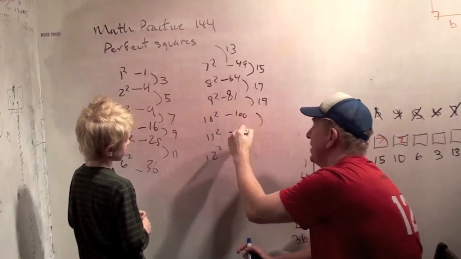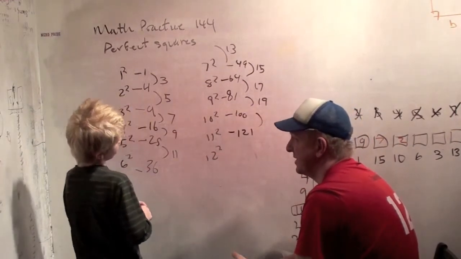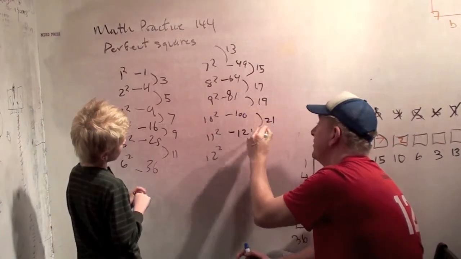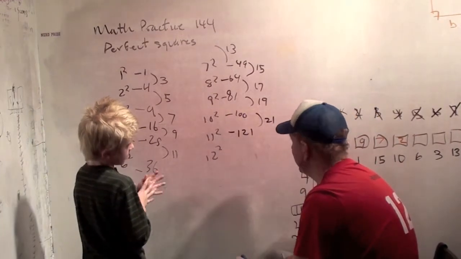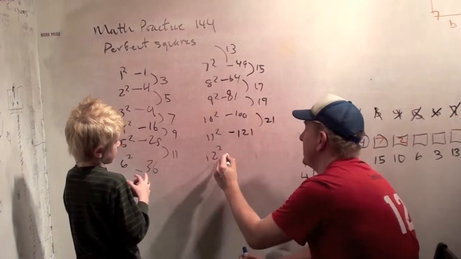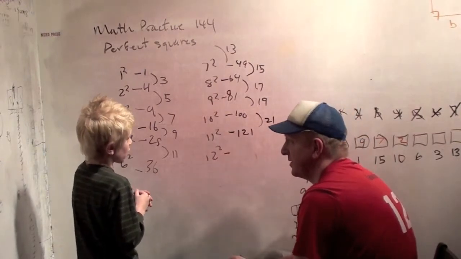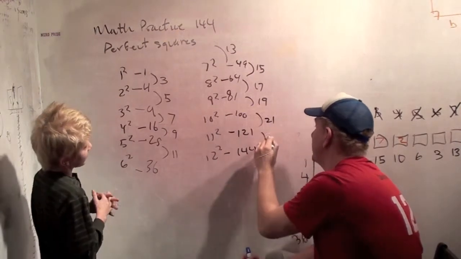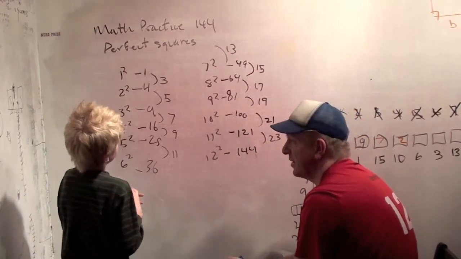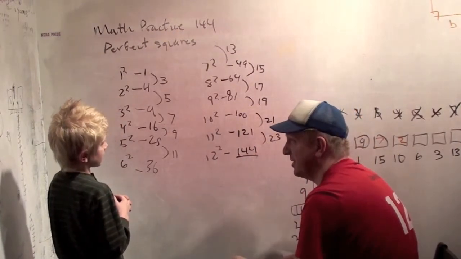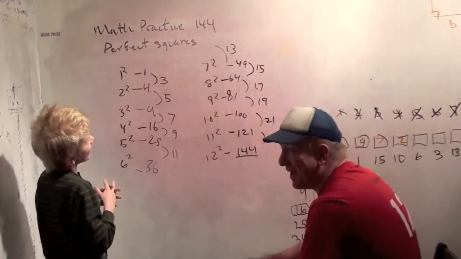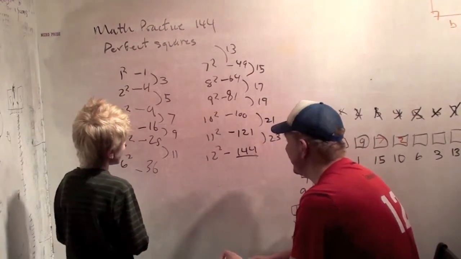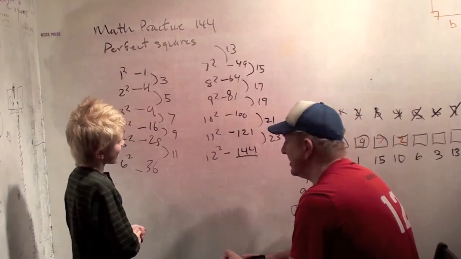What do we have to add to get from 100 to 121? 21. So even if you didn't remember it, you would have to add 21. Now, do you know what 12 squared is? 144. What do we have to add to get to that? 23. Have you ever seen the number 144 before? Hey, it's Math Practice 144. We were talking about squares. It's 12 squared. It's a square day.